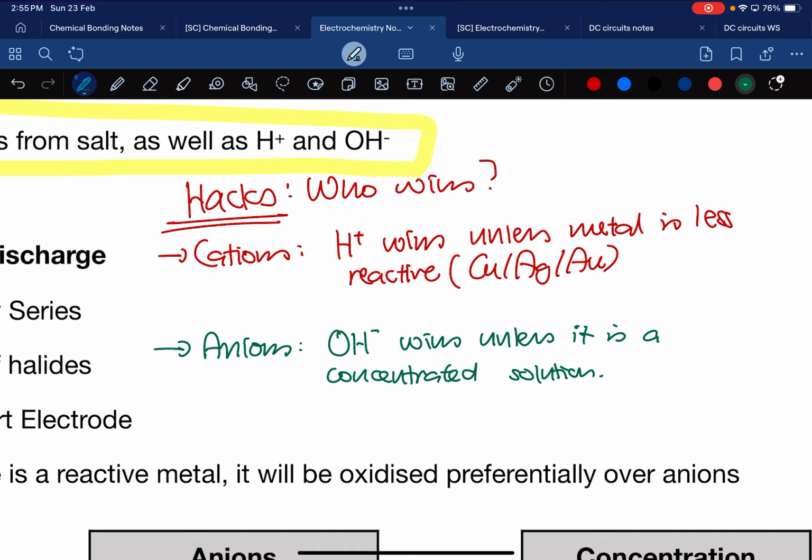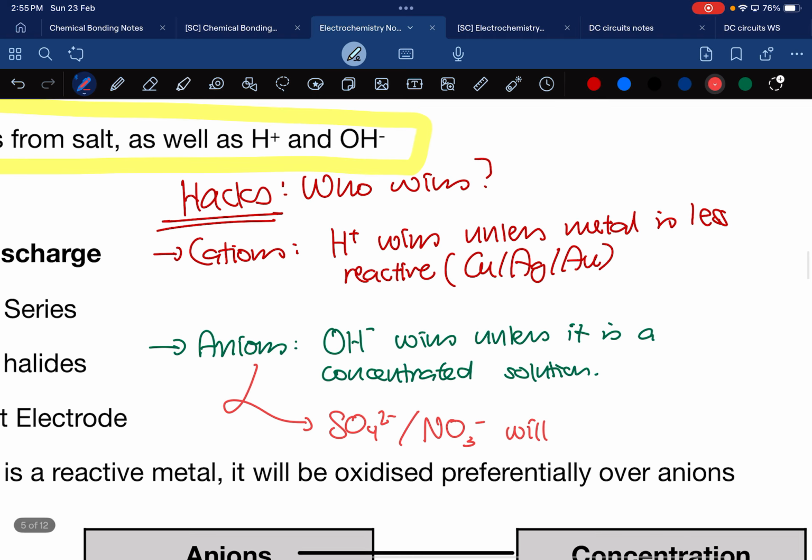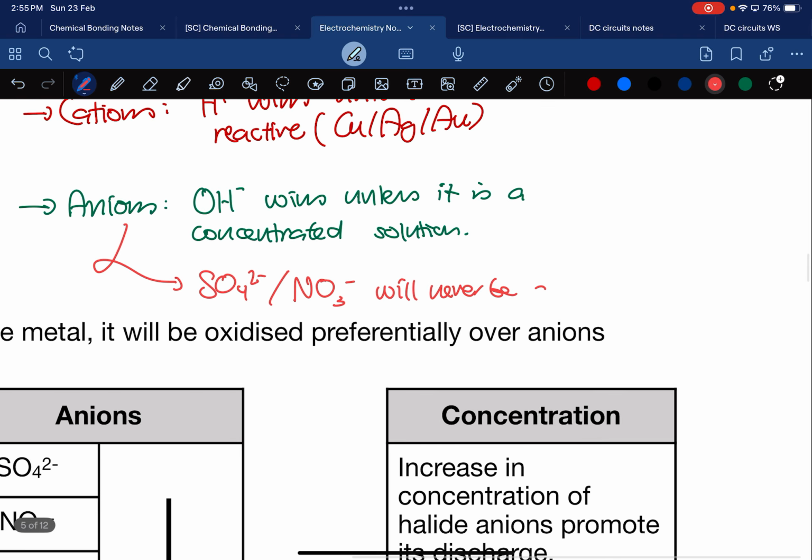There is a caveat that we have to keep in mind for your anions, which is your sulfate and your nitrate. They will never be discharged. We say that they are stable anions. The reason behind it is not in the syllabus. A levels also won't touch why they are never discharged.